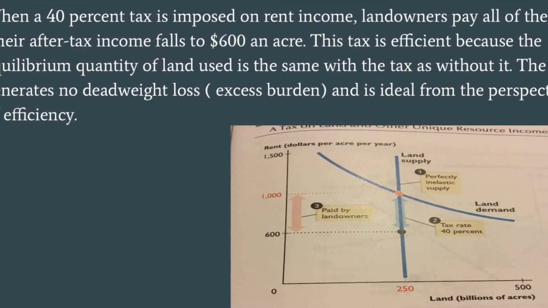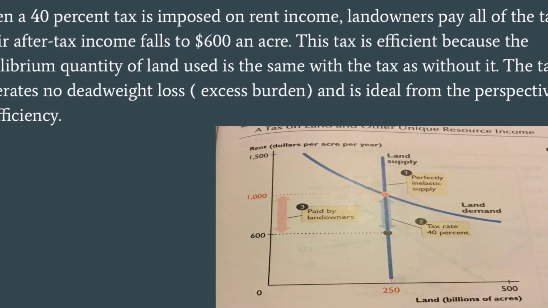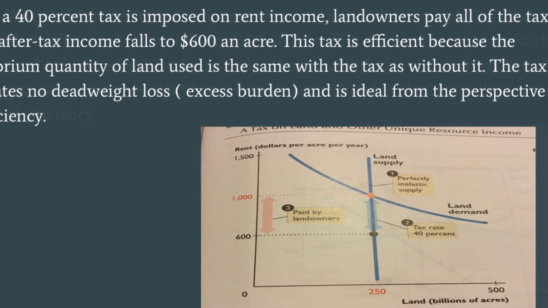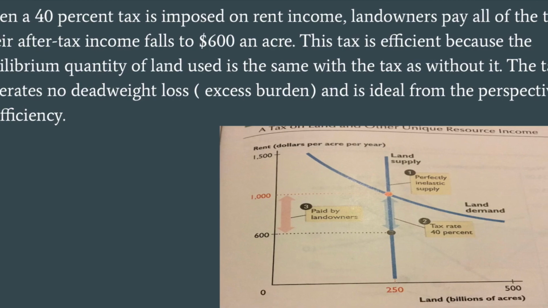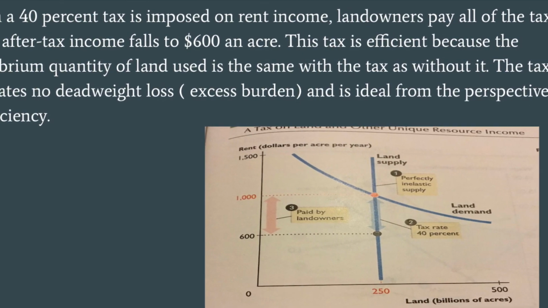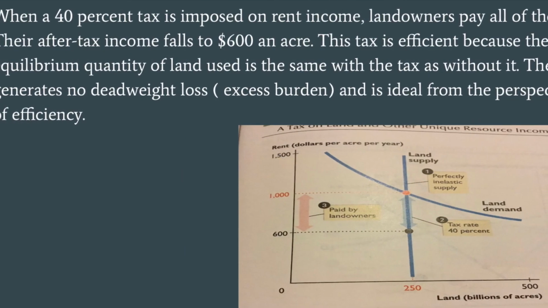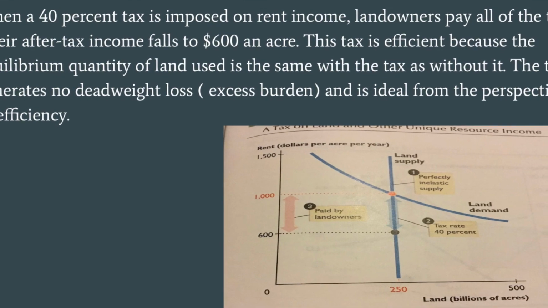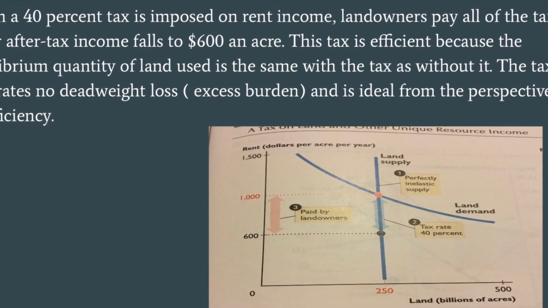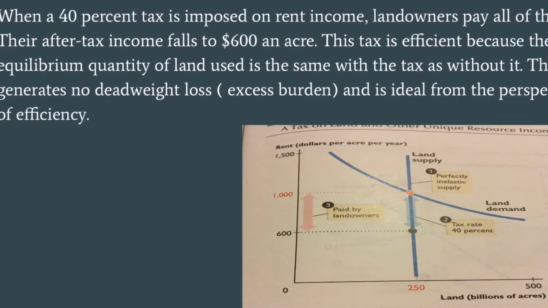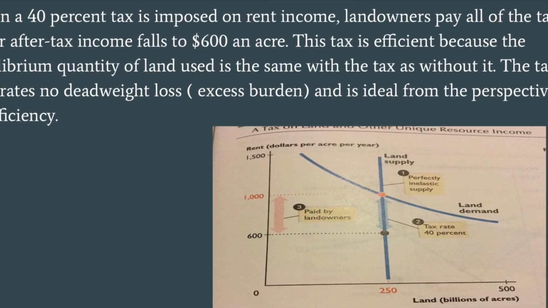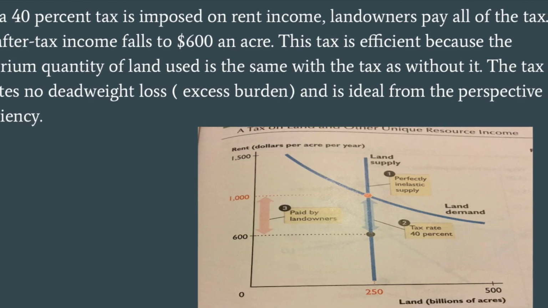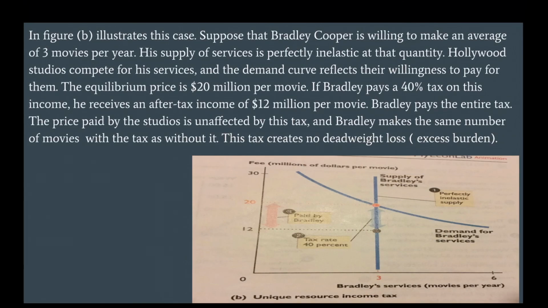When a 40% tax is imposed on rent income, landowners pay all of the tax. Their after-tax income falls to $600 an acre. This tax is efficient because the equilibrium quantity of land used is the same with the tax as without it. The economy generates no deadweight loss or excess burden and is ideal from the perspective of efficiency. Figure B illustrates this case.